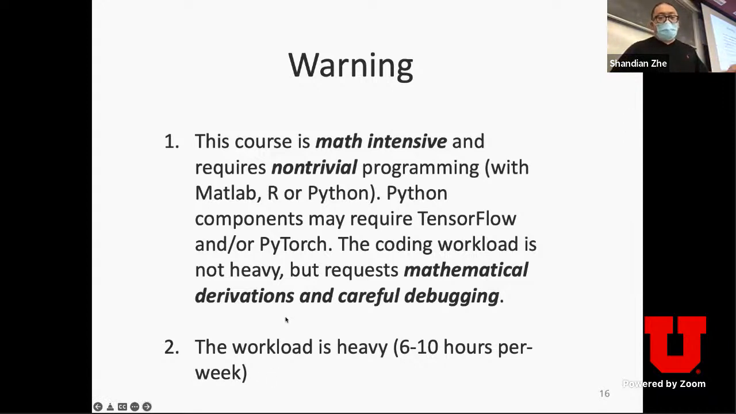And the workload can be heavy. I mean, heavy does not mean you have to code 10,000 lines every week. It includes many analytical problems and also a few programming assignments. If you're not super familiar with those kinds of things, it might take you 6 to 10 hours per week. So just to prepare. But of course, if you're good at mathematics and linear algebra, this course might be quite relaxed for you.